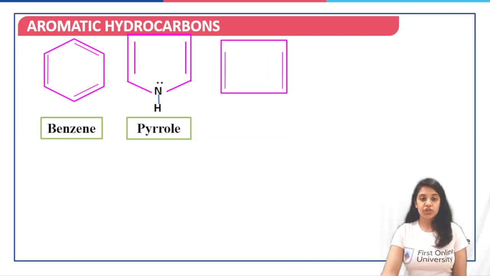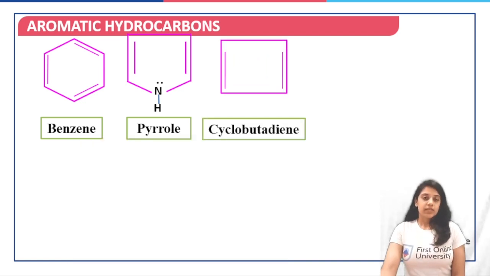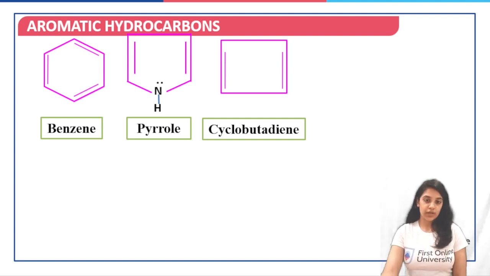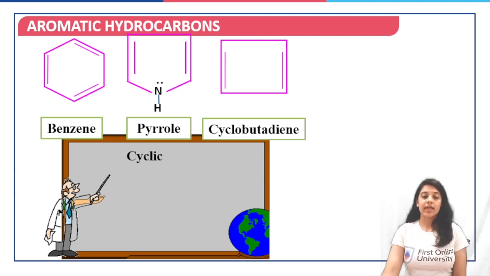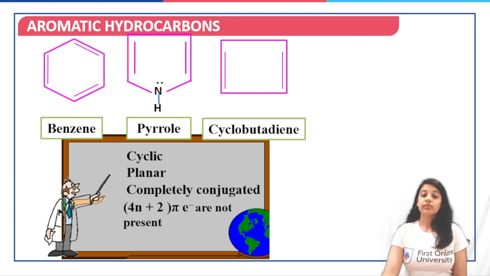The next structure is cyclobutadiene. Now there is no heteroatom that can donate a lone pair of electrons. So although it is cyclic with planarity present because all the 4 carbon atoms are sp2 hybridized, and it is completely conjugated also, 4n plus 2 pi electrons are not present. Therefore, it is not aromatic. We call it non-aromatic.